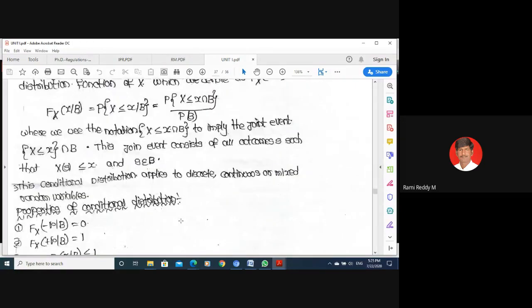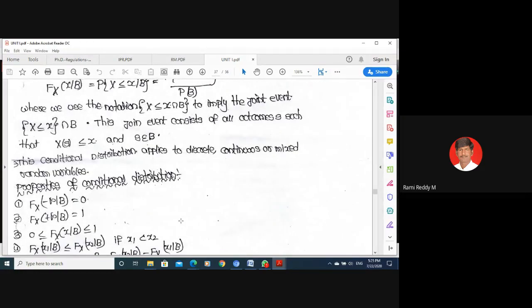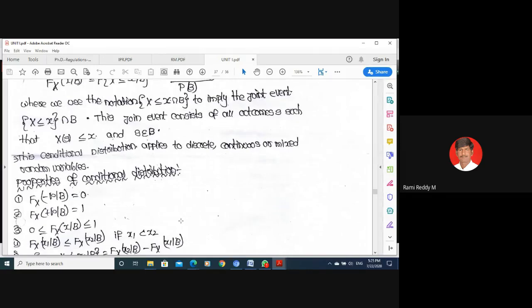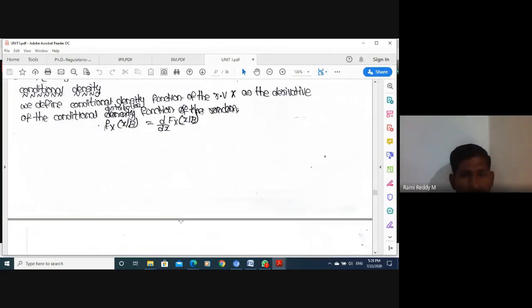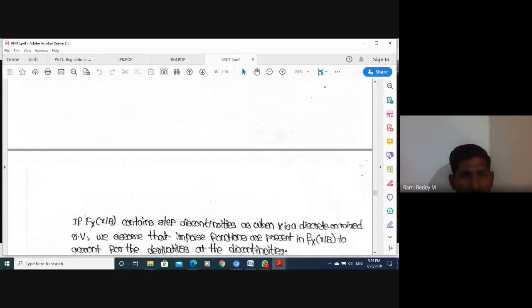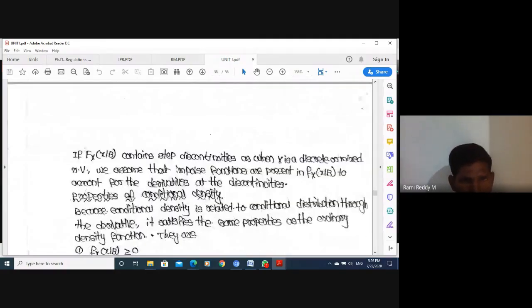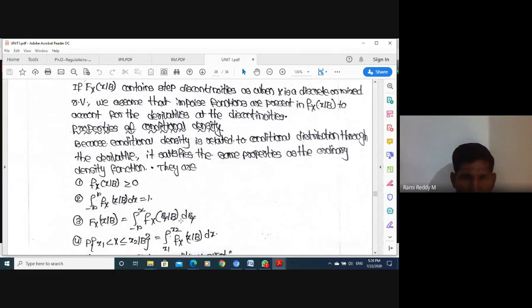The properties of the conditional distribution function are the same as the properties of the distribution function. Conditional density function: f_X(x|B) = d/dx of F_X(x|B). The properties of the conditional density function are similar to the properties of the density function.